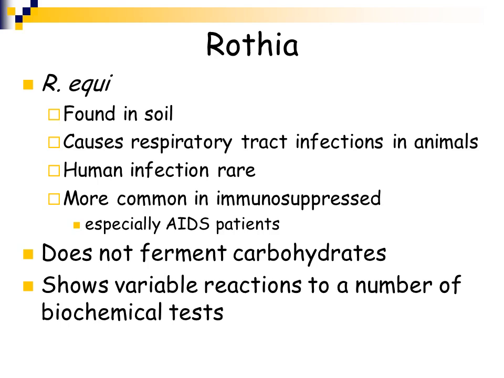Rothia is another genus, and the species of Rothia that has been associated with infection is Rothia equi. It's found in the soil. It causes respiratory tract infections in animals. Human infections are incredibly rare, but it has been associated with infection in immunocompromised patients, such as AIDS patients. This organism does not ferment carbohydrates, and it shows variable reactions to some of the biochemical tests. So it's not that easy to identify, and luckily it's not commonly associated with infection.